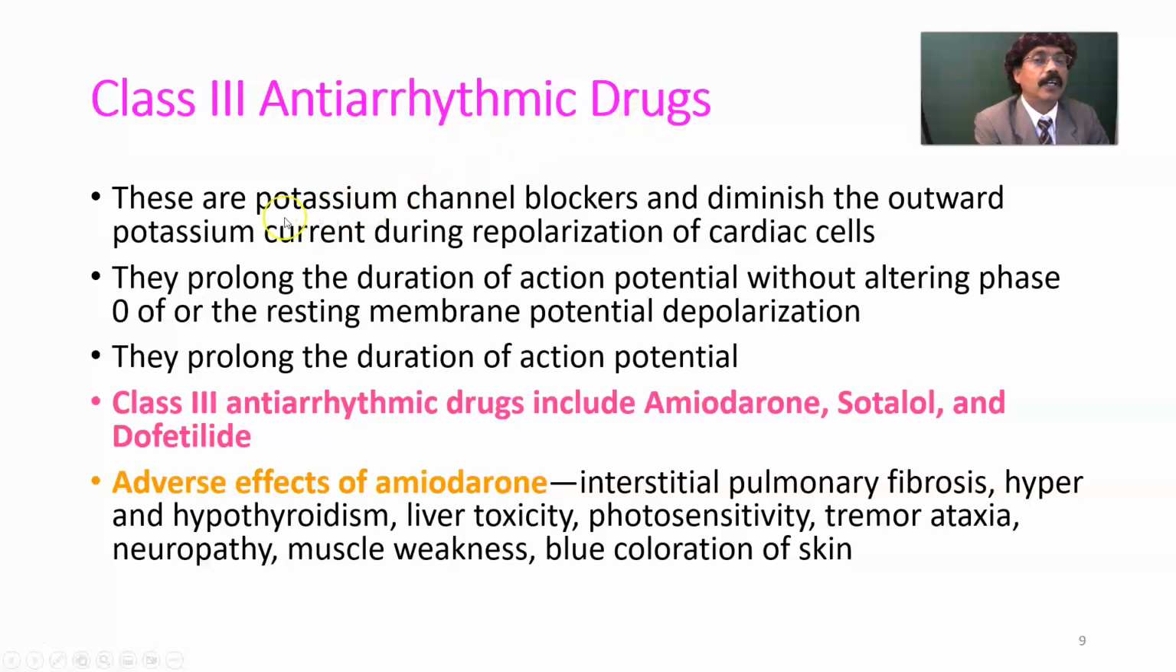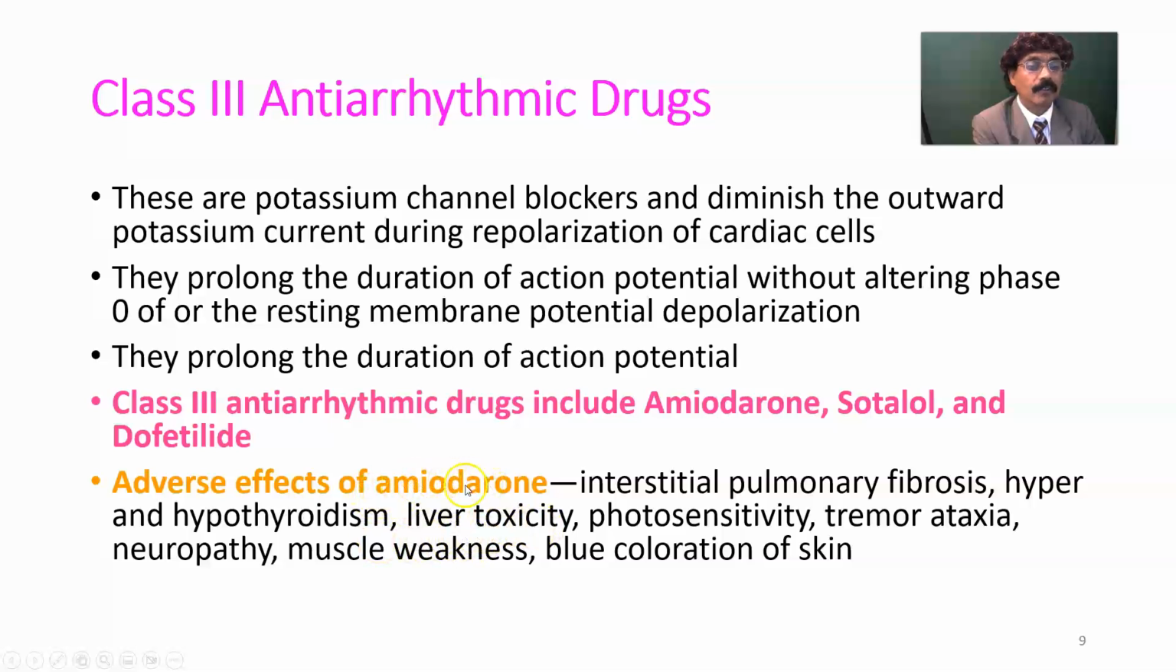Class 3 antiarrhythmic drugs are potassium channel blockers and diminish the outward potassium current during repolarization of the cardiac cell. They prolong the duration of the action potential without altering phase 0 depolarization or the resting membrane potential. Class 3 antiarrhythmic drugs include amiodarone, sotalol, and dofetilide. Adverse effects include interstitial pulmonary fibrosis, hyper and hypothyroidism, liver toxicity.